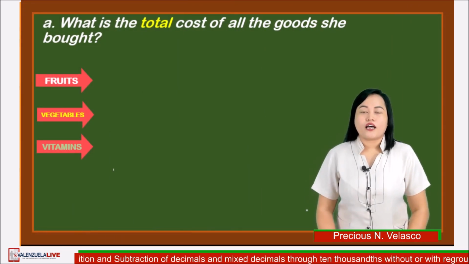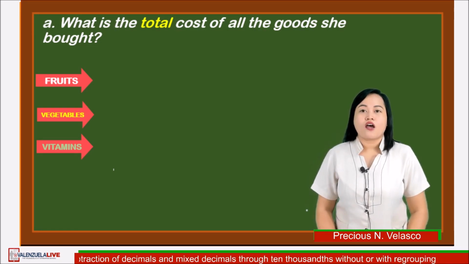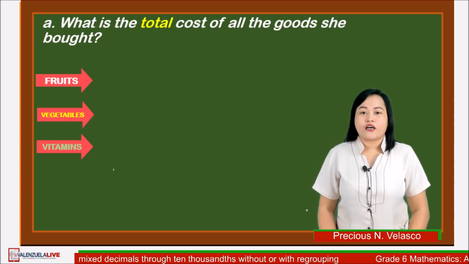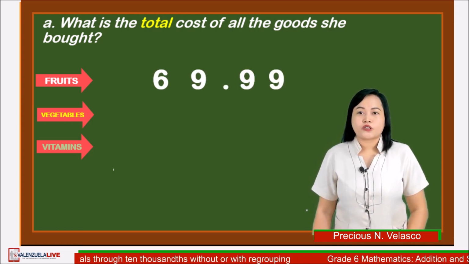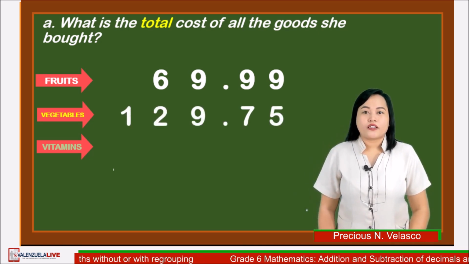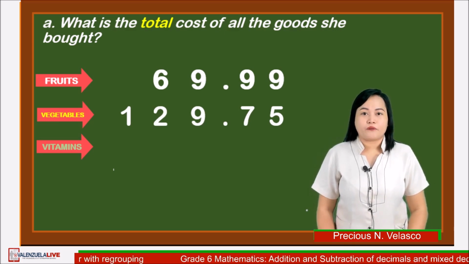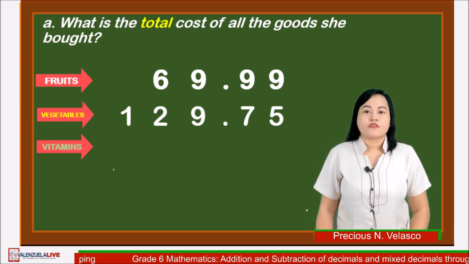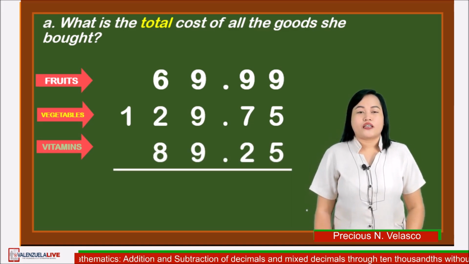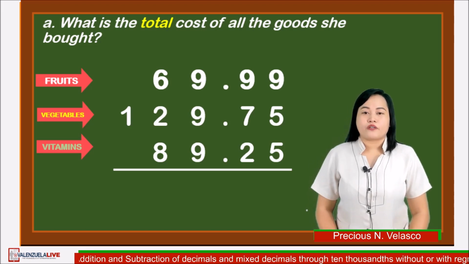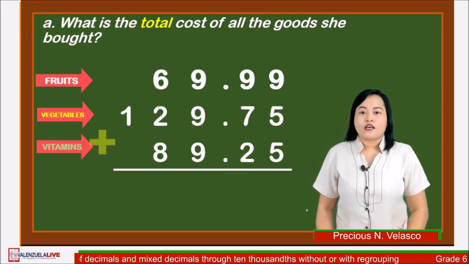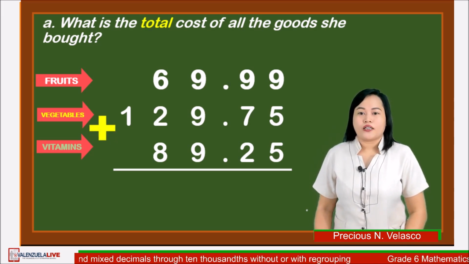Okay, so let's answer the first question, which is, what is the total cost of the goods she bought? So we are going to write down all the given facts. For fruits, we have 69 pesos and 99 centavos. For vegetables, we have 129 and 75 centavos. For vitamins, we have 89 pesos and 25 centavos. So, since we are going to get the total of the goods she bought, we are going to use the operation addition. Okay, so let's add.